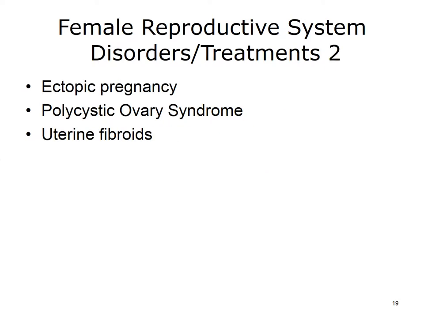An ectopic pregnancy occurs when gestation takes place elsewhere than in the uterus, such as the fallopian tube or in the peritoneal cavity. Ectopic pregnancies require surgery to remove the pregnancy to save the mother's life.